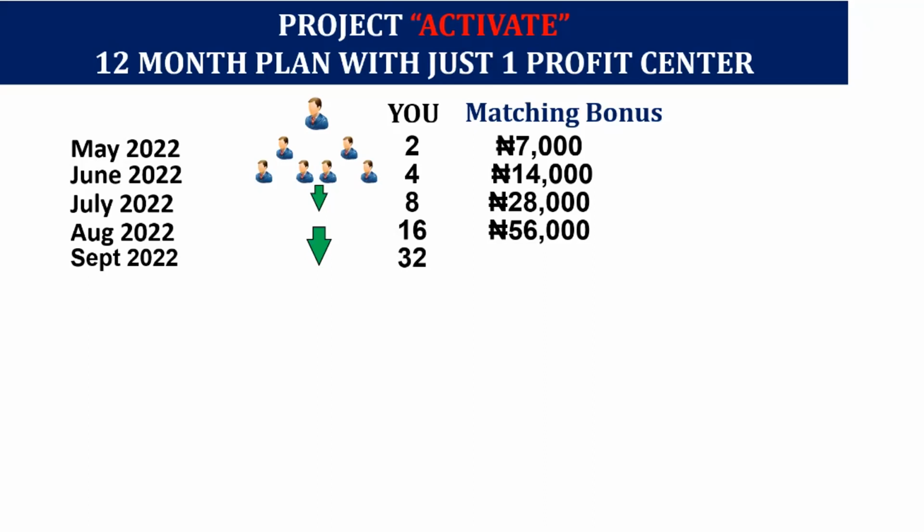Have you seen that your team size has grown? 32 plus 16 plus 8 plus 4 plus 2 plus you. That is the size of your team. We first of all talk about the size, then we talk about the income. Ladies and gentlemen, because 16 came on the left, 16 came on the right, the 16 will be paired to 16. And when you multiply 16 matches by 7,000 naira, what you have is 112,000 naira.